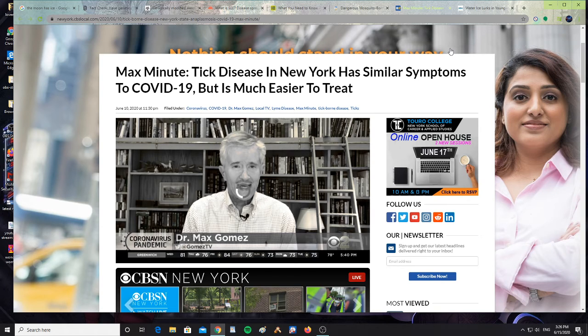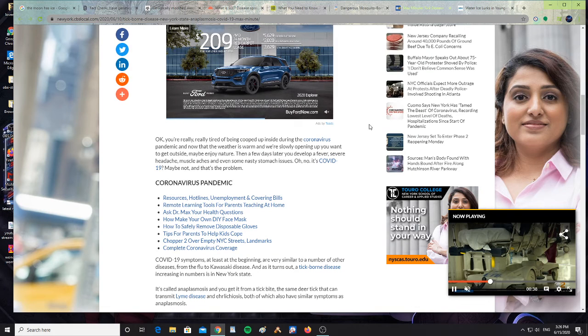It says we're tired of being cooped up because of the coronavirus pandemic, and now warmer weather is slowly opening. You want to go outside and enjoy nature. But a few days later, you develop a fever, severe headache, muscle aches, and even some nasty stomach issues. Oh no, it's COVID-19. Maybe not, and that's the problem. COVID-19 symptoms, at least in the beginning, are very similar to a number of other diseases, from the flu to Kawasaki disease, and it turns out that a tick-borne disease is increasing in numbers in New York State. It's called anaplasmosis, and you can get it from a tick bite. The same deer tick that can transmit Lyme disease and leukocytosis, both of which have similar symptoms as anaplasmosis.